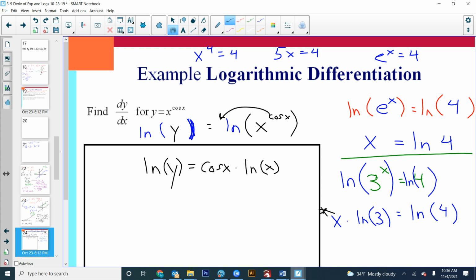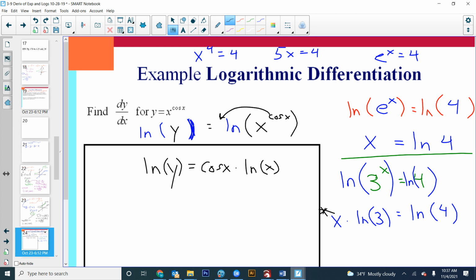Now you have to stop and say, do I have a rule for this? Because the whole point of doing this process was to get it into a form we have a rule for. Can you take the derivative of ln of y? What is it? 1 over y times dy dx, right? Yes? We have a rule for that.